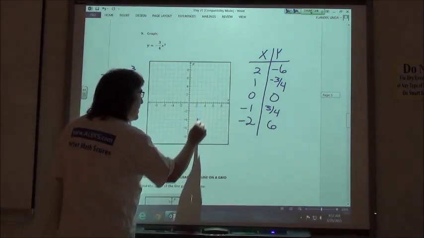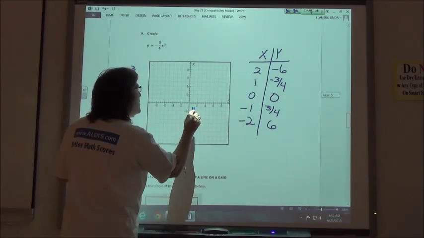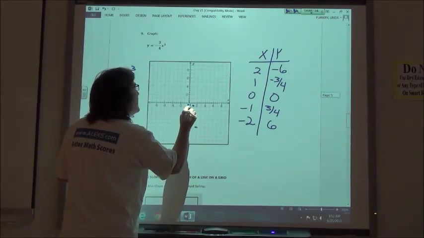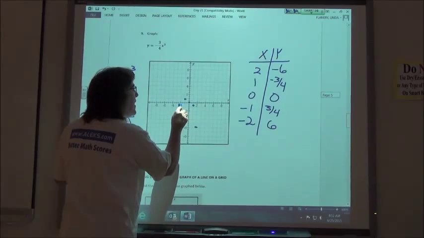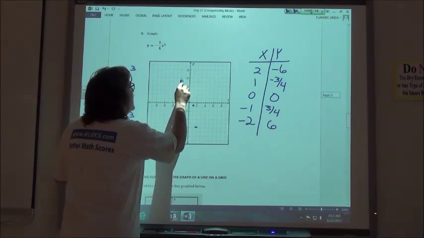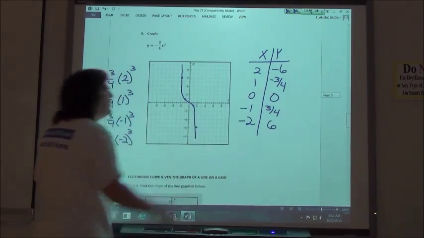And plotting our points. So 2, negative 6. 1 is at negative 3/4, so I'll say it's about right there. 0, 0. Negative 1 is at a positive 3/4. And negative 2 is at positive 6. And again, our graph looks something like that.